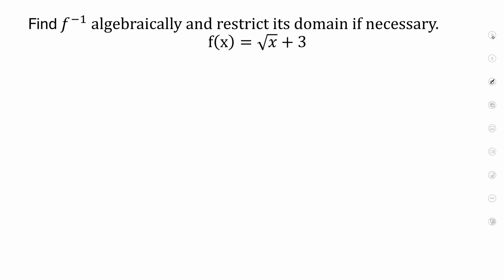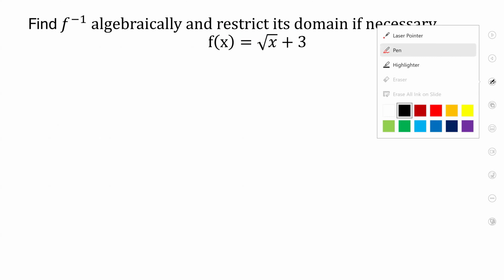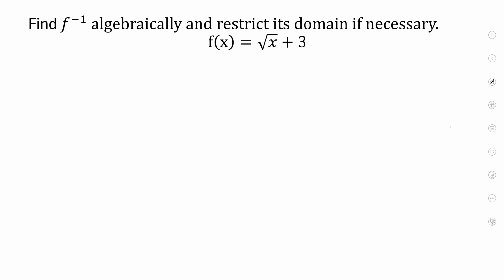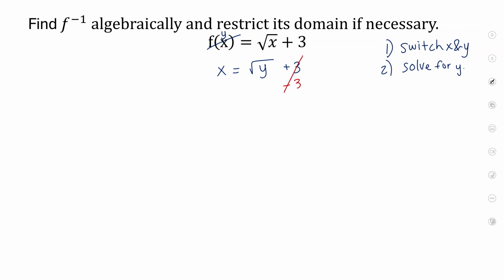All right, let's talk about inverses, finding them algebraically. What do you think we do first, guys? Exactly, Aiden. So first step, we're going to switch or replace X and Y. So I'm going to write f of X is the same thing as saying Y. So X will go in its spot and Y will go where the X was. Second step, solve for Y. That means we need to get Y by itself. I'm going to subtract 3 from both sides.